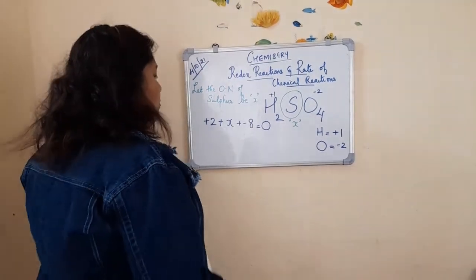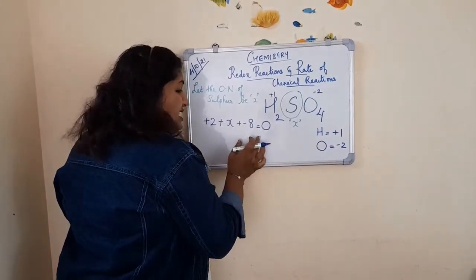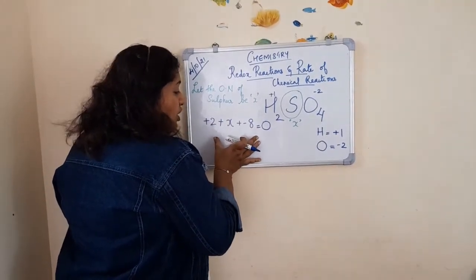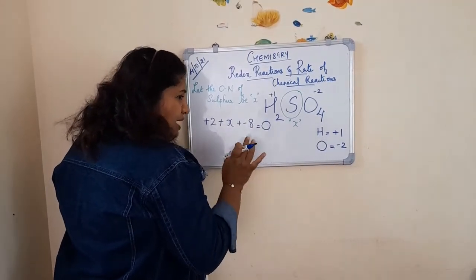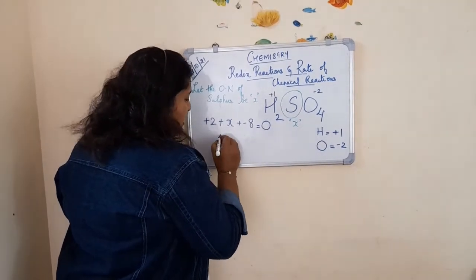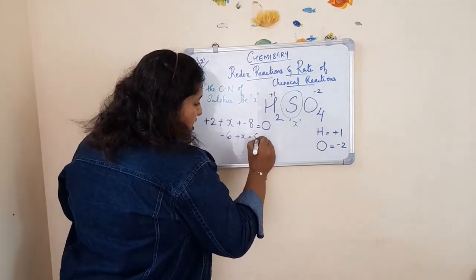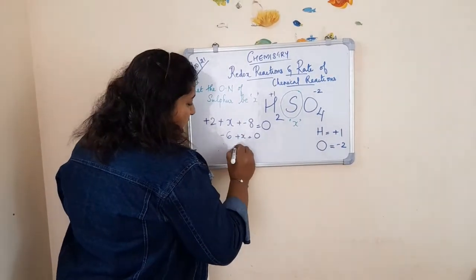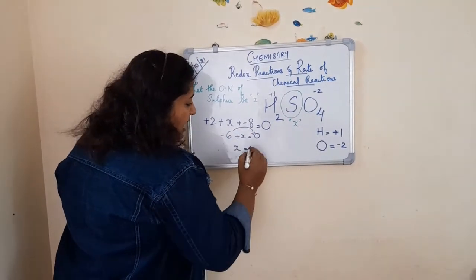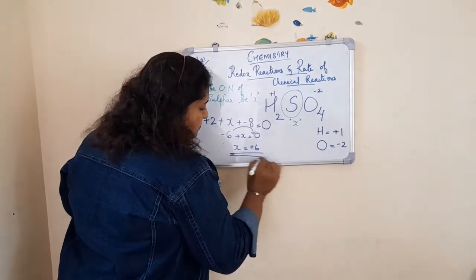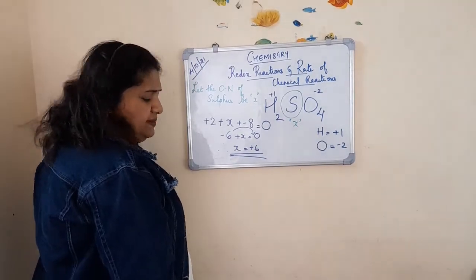Now, plus 2 and minus 8. Opposite signs. When opposite signs come, you have to subtract and put the sign of the bigger number. That's what you have studied. Now, plus 2 and minus 8 is minus 6. Minus 6 plus x is equal to 0. Therefore, x is equal to, when minus 6 goes to the opposite side of the equation, it becomes plus 6. So the oxidation number of sulfur is plus 6.